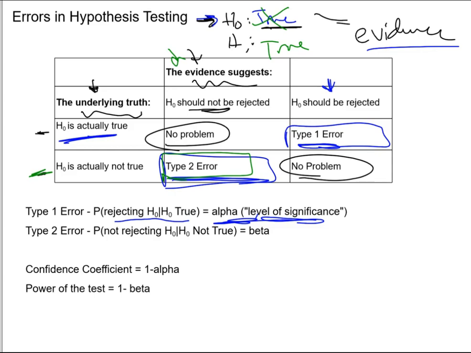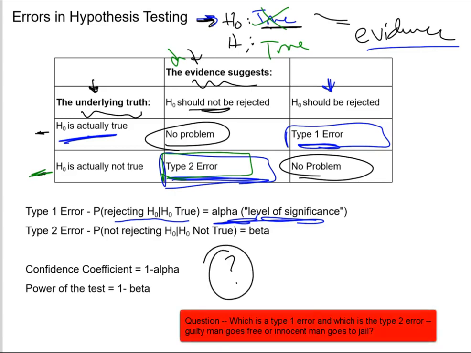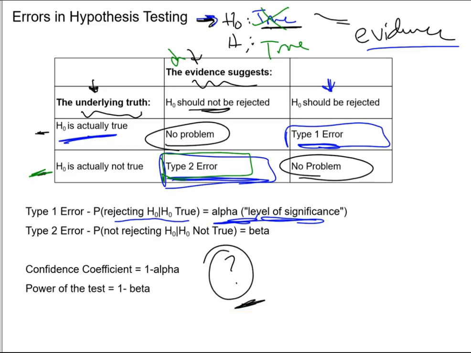So again, if we think about it in the US system, we've got an innocent man who gets sent to jail or a guilty man who goes free. Which of those two is the type 1 error? Some additional language we can add, right? So 1 minus alpha, we can refer to that as the confidence coefficient, and 1 minus beta, that's the power of the test, and we'll come back to this later. Beta is the probability of committing a type 2 error.